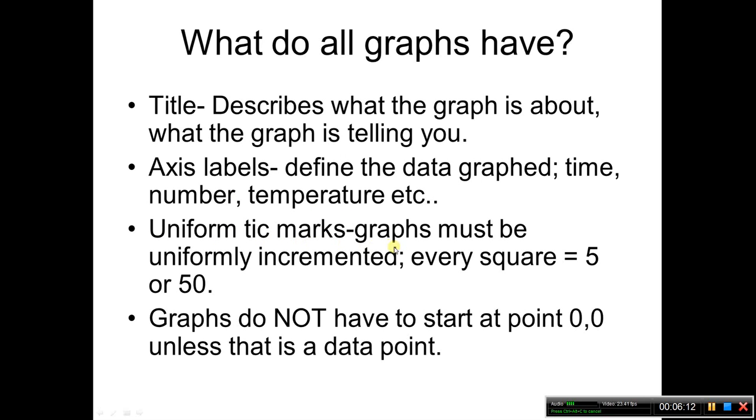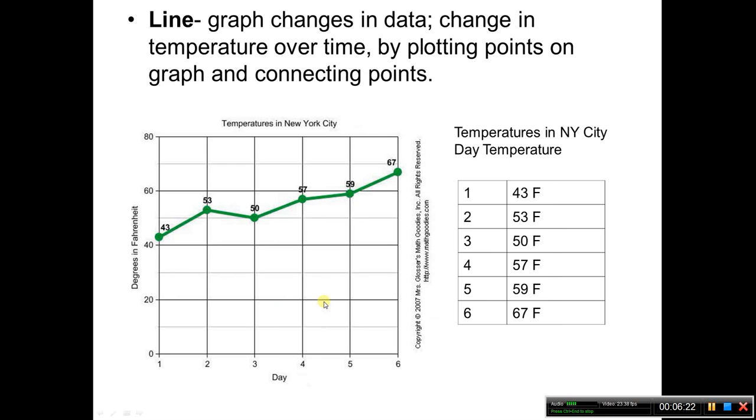Uniform tick marks. So graphs must be uniformly incremented, meaning every line or every square would be the same. And it could be 1, it could be 5, it could be 50, but they need to be the same. And again, this goes for bar charts or bar graphs and line graphs. Notice on the x-axis here with days, each line down here is equal to 1 day. We don't have this being equal to 1 day, and then maybe we jump up. Maybe this would be like 5 days now, and then 6 days, and then 10 days. No, each line is equal to 1 day.